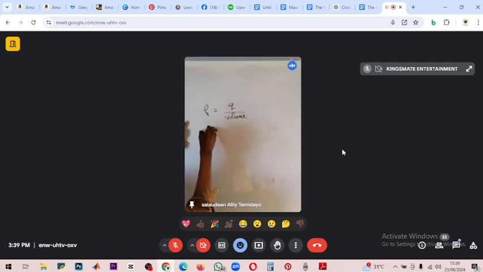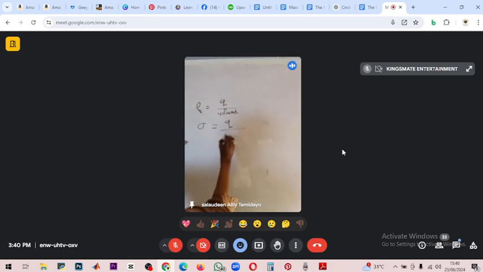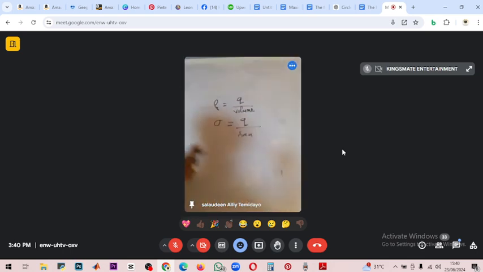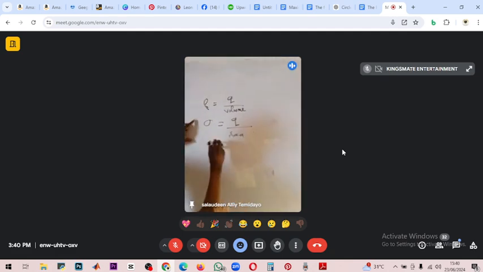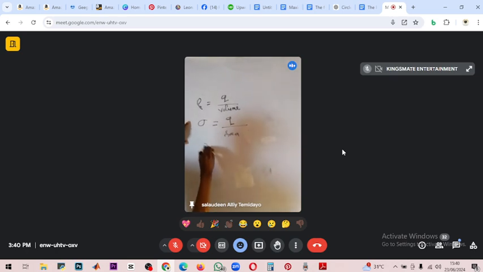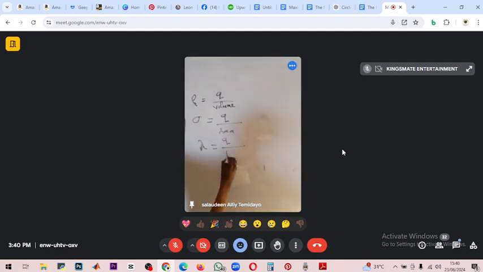Area charge density is sigma. Sigma is the charge in that thing divided by the area of the surface. That is area charge density or surface charge density. And for line charge density, that's lambda. Lambda is equal to the charge divided by the length.